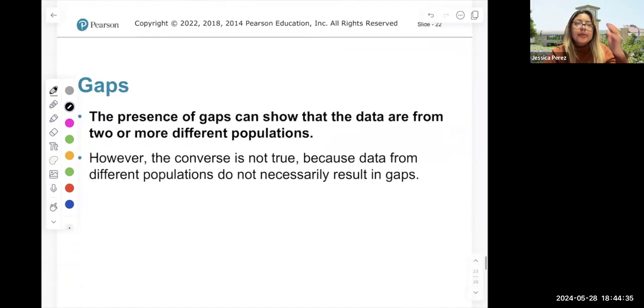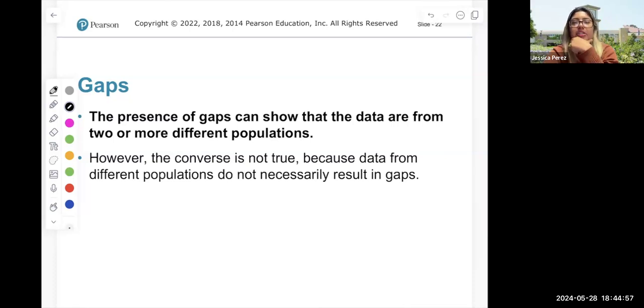So what are the gaps? The presence of gaps can show us that the data are from two or more populations. So why do we even have gaps? You know that we have those class boundaries where they kind of don't interchange, but they might fall under the same class. So be careful.